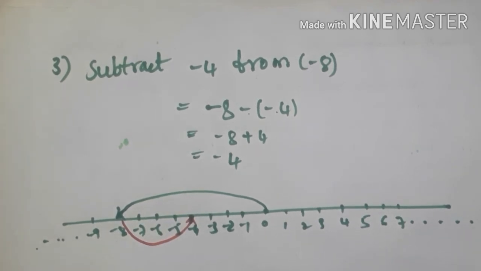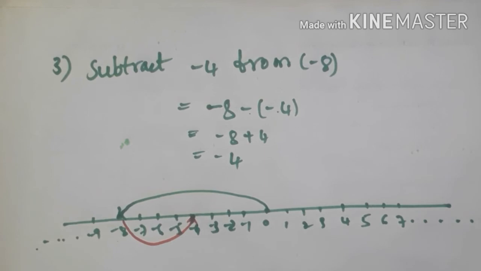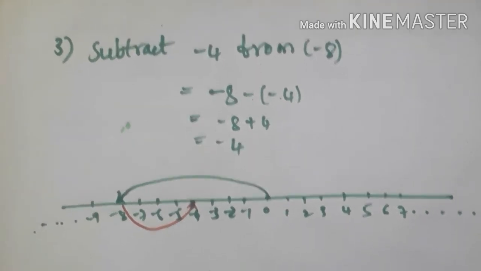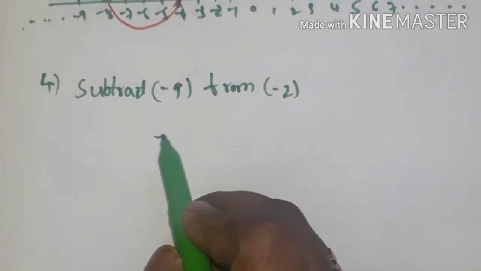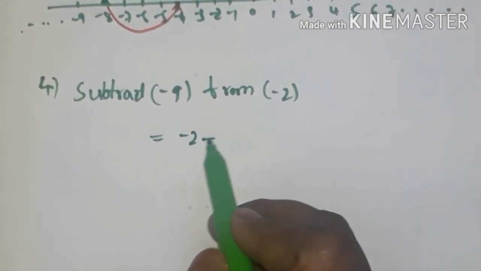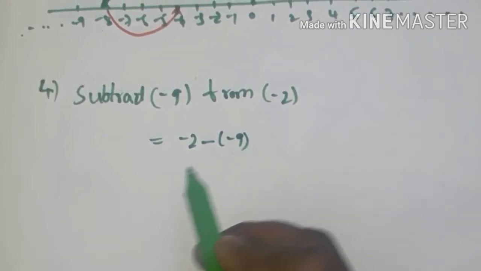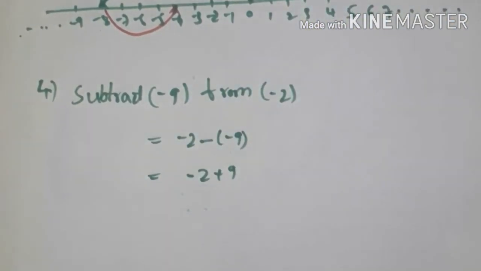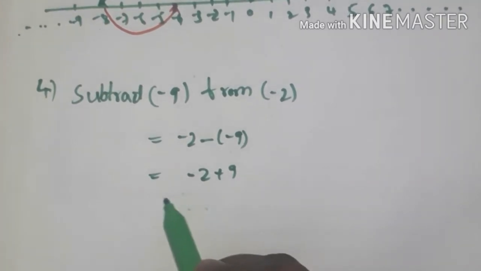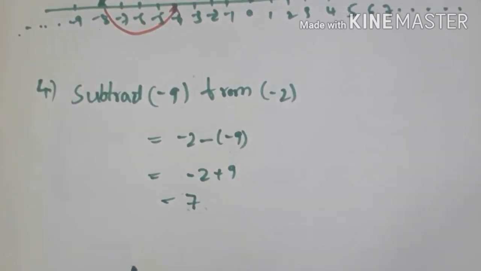Now subtract one more example. Subtract minus 9 from minus 2, that equals minus 2 minus of minus 9, that equals minus 2 minus into minus is plus 9. 9 minus 2 is equal to 7.